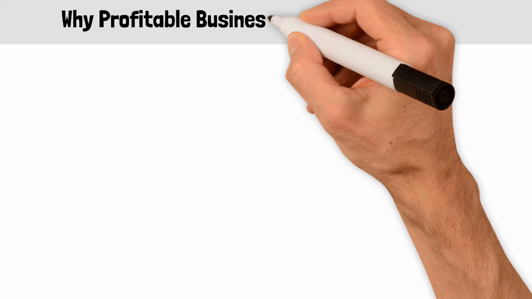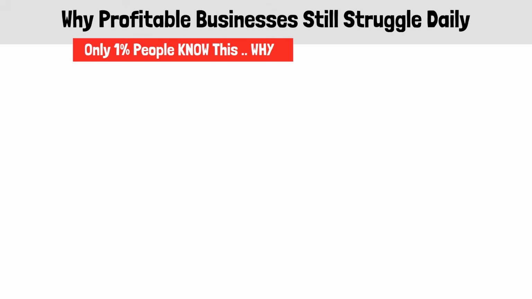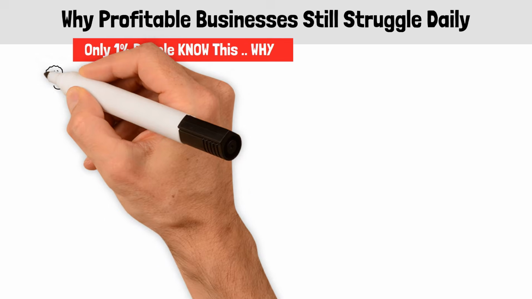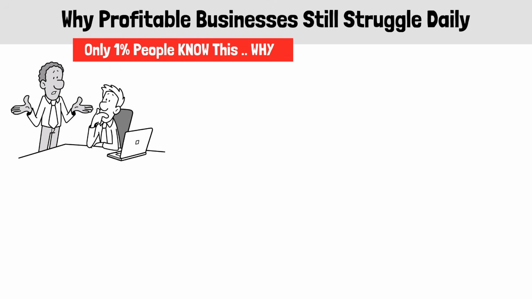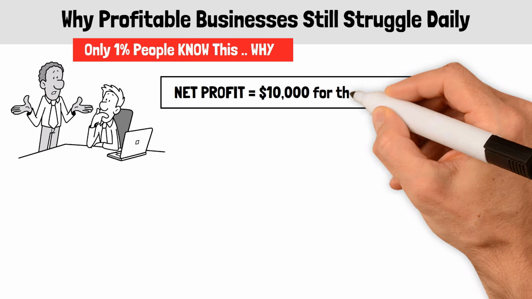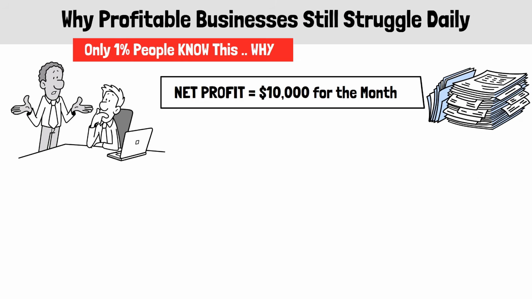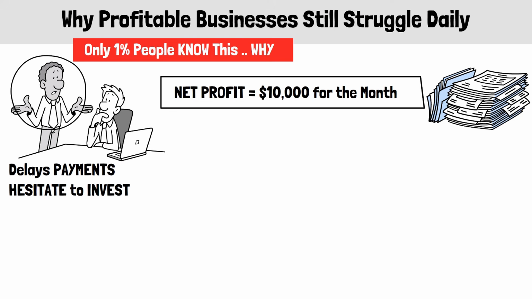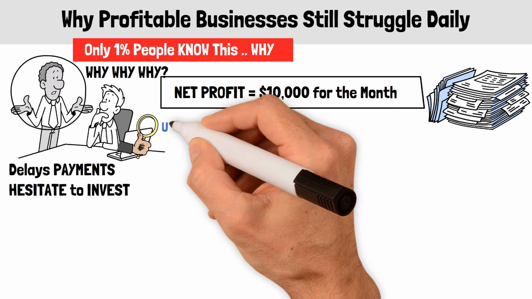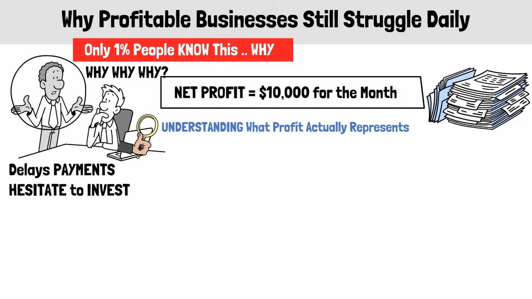Now, why profitable businesses still struggle daily? Now let us go a little deeper, because this is where most business owners get confused. Imagine the same business shows a net profit of $10,000 for the month. On paper, that looks solid. But the owner feels stressed, delays payments, and hesitates to invest. Why does that happen if the profit and loss statement shows profit? The answer lies in understanding what profit actually represents.